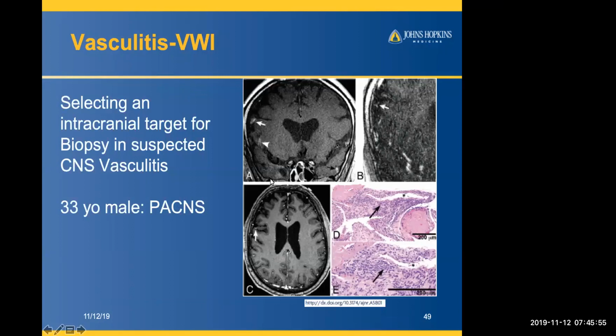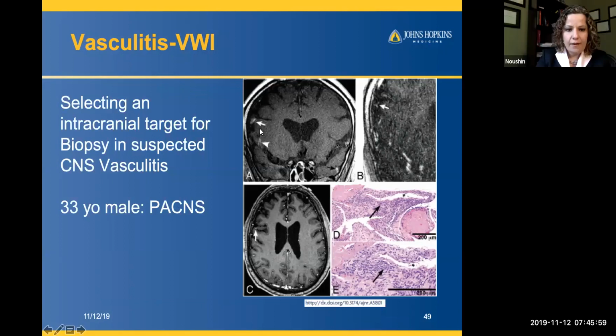We can also use vessel wall imaging to guide biopsy of a suspected case of vasculitis. This was a case of a 33-year-old man with primary angiitis of the CNS. There was abnormal enhancement of a cortical vein and also an MCA branch, and this patient had a targeted biopsy, which came back as PACNS. So that can help us guide biopsy.